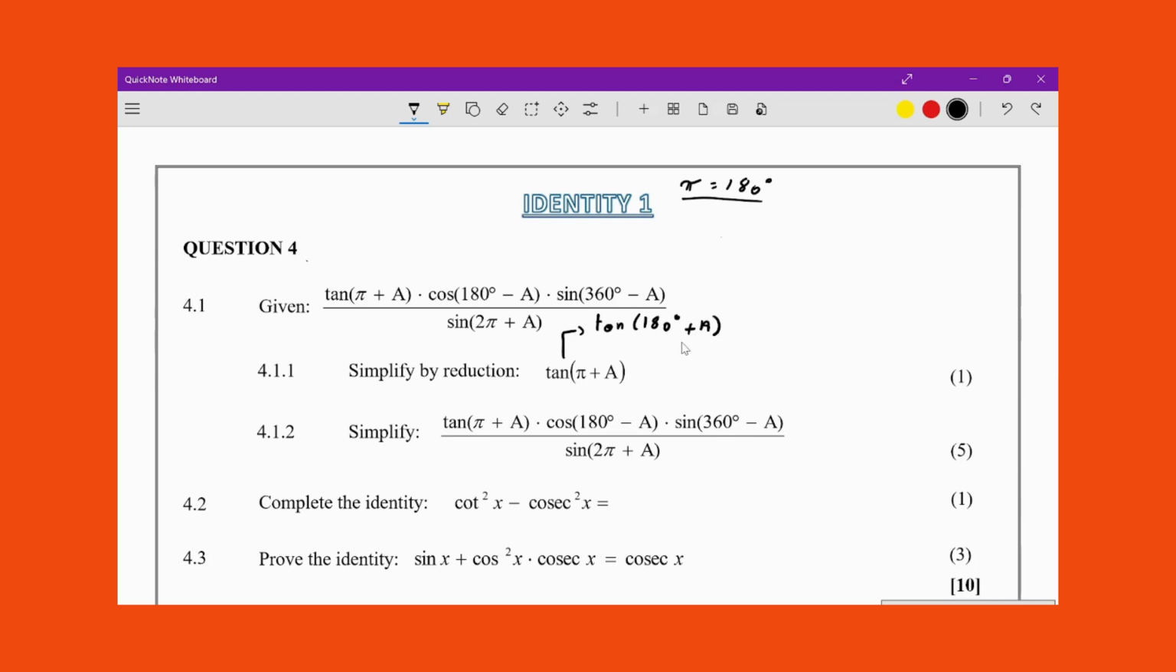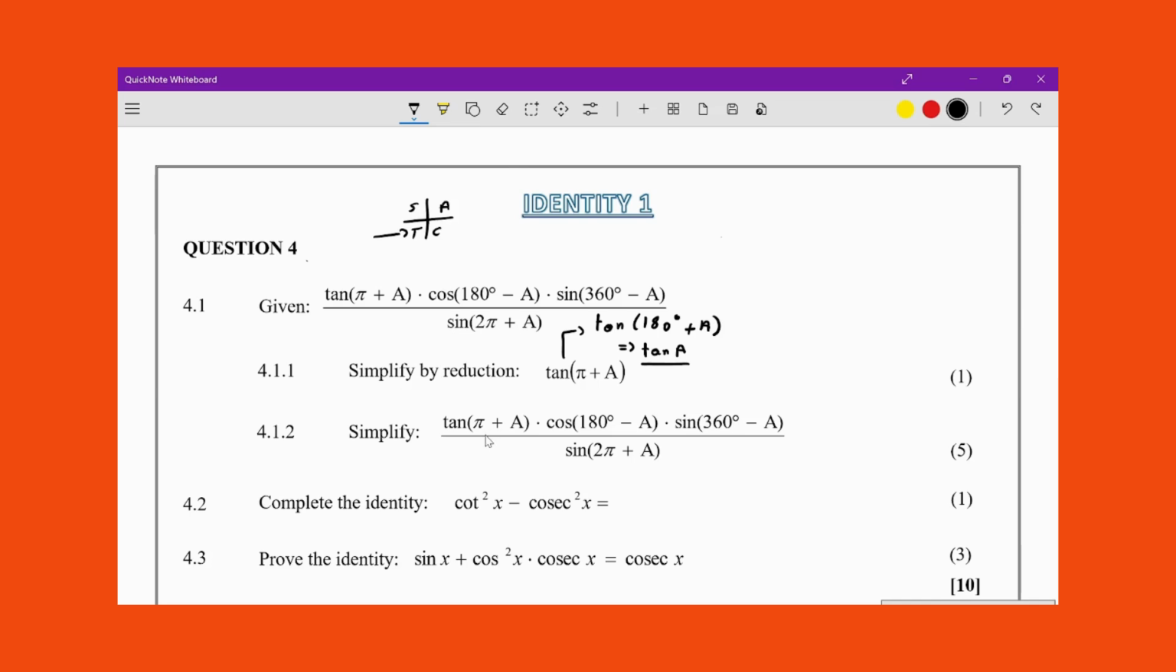Now 180 degrees plus a is a reduction formula in the third quadrant. And in the third quadrant, according to our CAST rule, tangent is positive. So the tangent of 180 degrees plus a is the same as the tangent of a. We have simplified that one. So that one mark there, it is ours. Now the next question is 4.1.2.